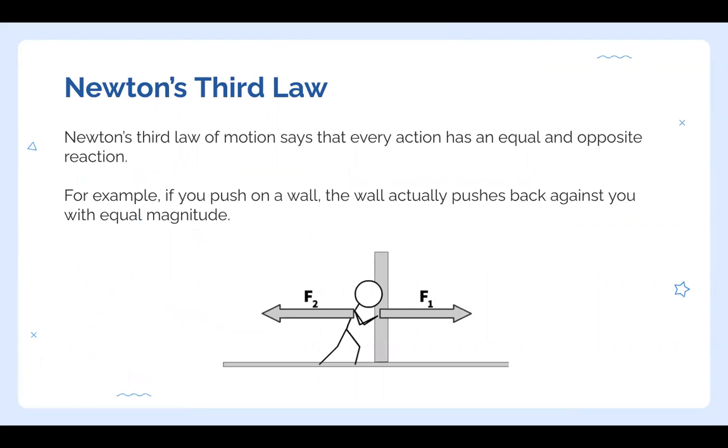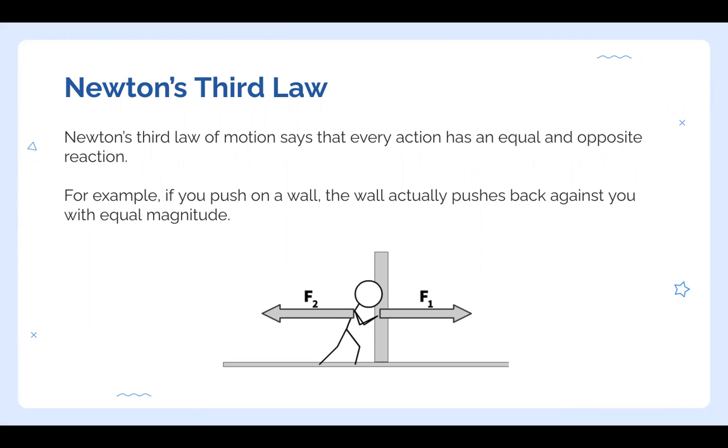Okay, the first one is Newton's third law. So you might know of a guy named Isaac Newton. He lived a long time ago, and he was a scientist and physicist. And he came up with 3 laws of motion that are very important and super relevant in our everyday lives. And his third law says that every action or every force has an equal and opposite reaction. So an example, if you push against a wall, the wall actually pushes back against you with equal magnitude.